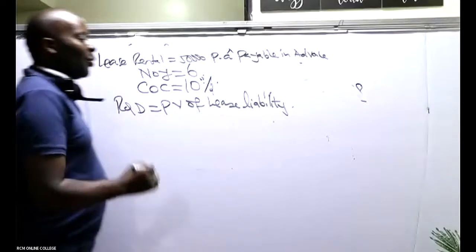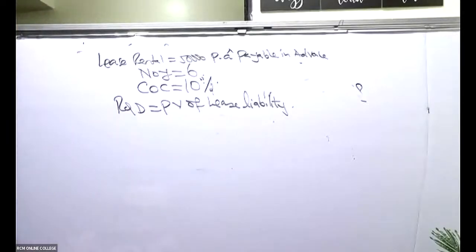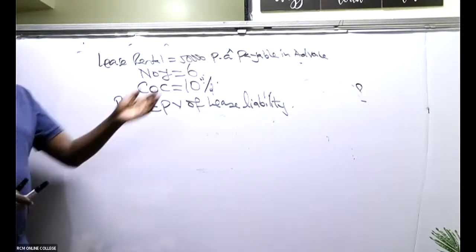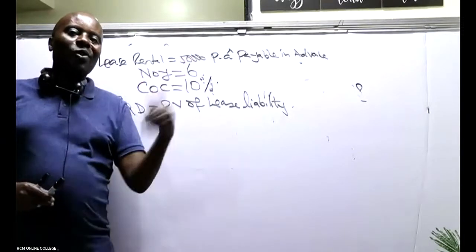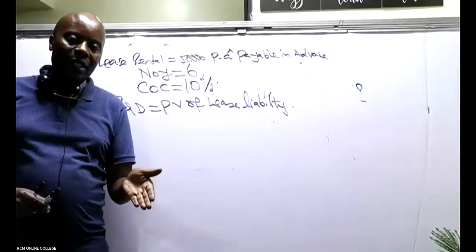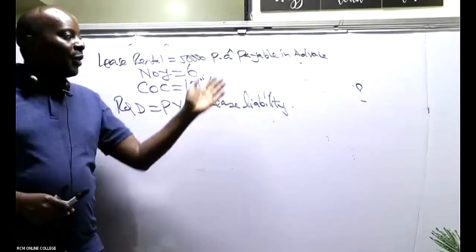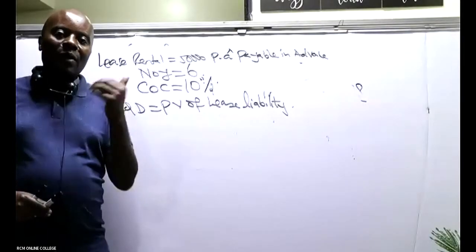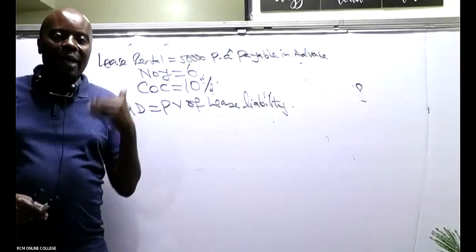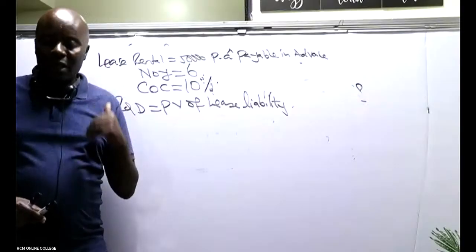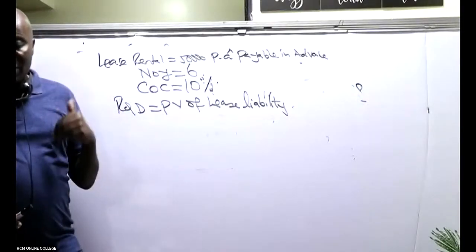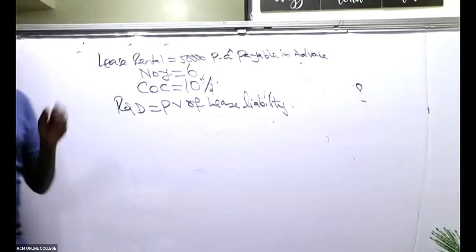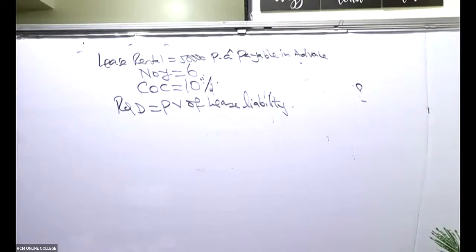Or present value of lease rentals. The catchword is that this 50,000 is not being paid in arrears. And now this is the real thing, because you are paying before you stay. Most of us, how do we pay our rent? We normally pay our rent in advance. So the lease rental is 50,000 per annum, payable in advance.